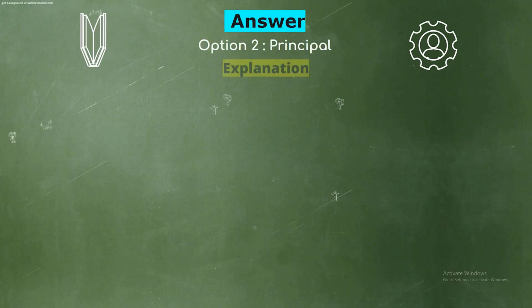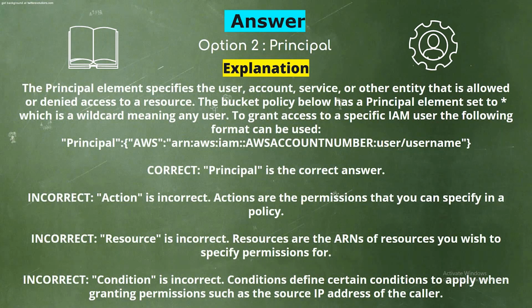Principal. Explanation. The principal element specifies the user, account, service, or other entity that is allowed or denied access to a resource. The bucket policy below has a principal element set to a wildcard, meaning any user. To grant access to a specific IAM user, the following format can be used. Principal, AWS, ARN, AWS, IAM::AWS account number:user/username. Correct, principal is the correct answer. Incorrect, action is incorrect. Actions are the permissions that you can specify in a policy. Incorrect, resource is incorrect.